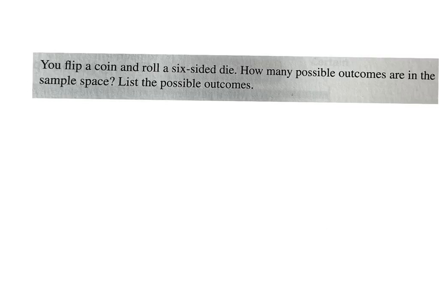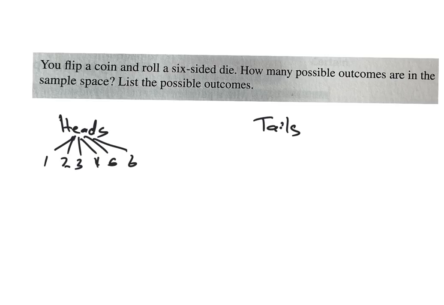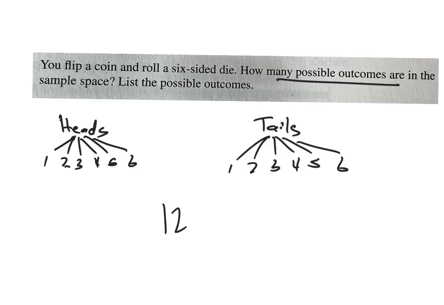Okay, let's try one here. It says you flip a coin and roll a 6-sided die. How many possible outcomes are in the sample space? List them. Okay, so when you flip a coin, first of all, you could get heads or you could get tails. When you roll a die, you could flip a coin and get heads, then get a 1 when you roll the die, a 2, a 3, a 4, a 5, or a 6. Same thing with tails. If you get tails, you could also get a 1, a 2, a 3, a 4, a 5, or a 6. So how many is that? It says how many possible outcomes are there? There are 12 possible outcomes.